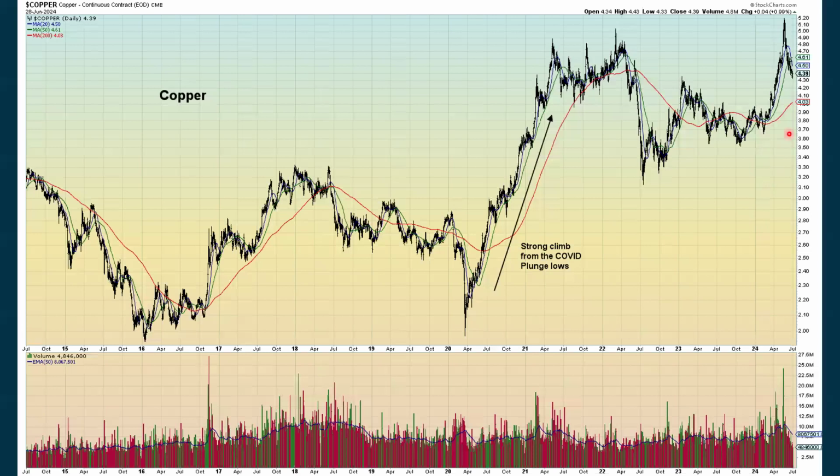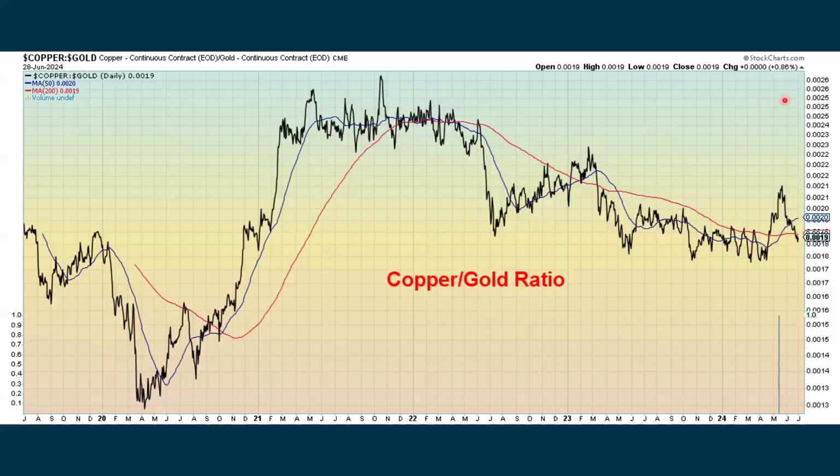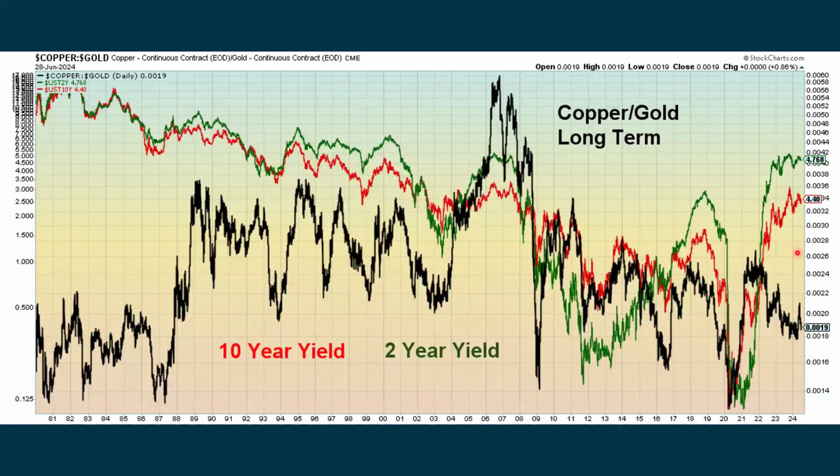Copper, which is a barometer of the U.S. economy, when this is going up, the market is anticipating that things look better economically. It did look like we were just having a regular pullback, but now we're starting to break below these moving averages. We're still in an uptrend here, but this has been showing some weakness lately. And then we look at a ratio between copper to gold. As this is going down, that means copper's underperforming gold, and gold hasn't been doing all that much lately either.